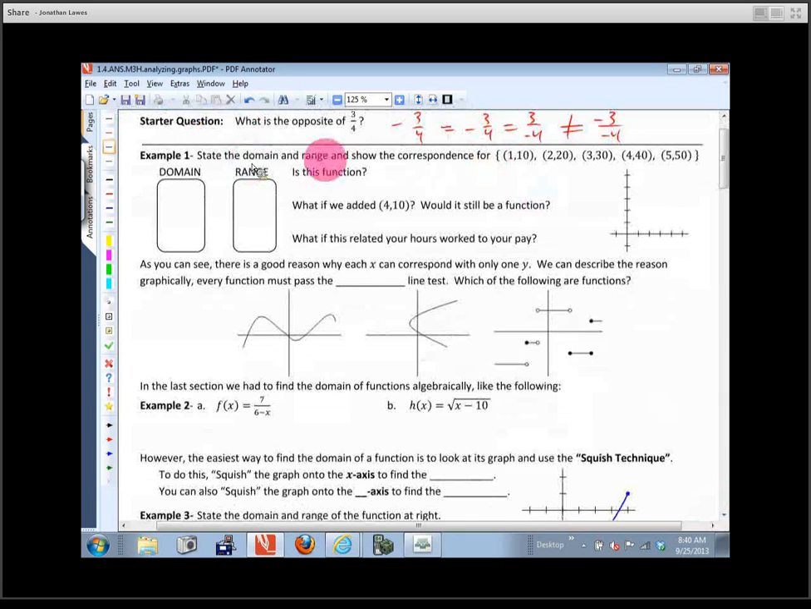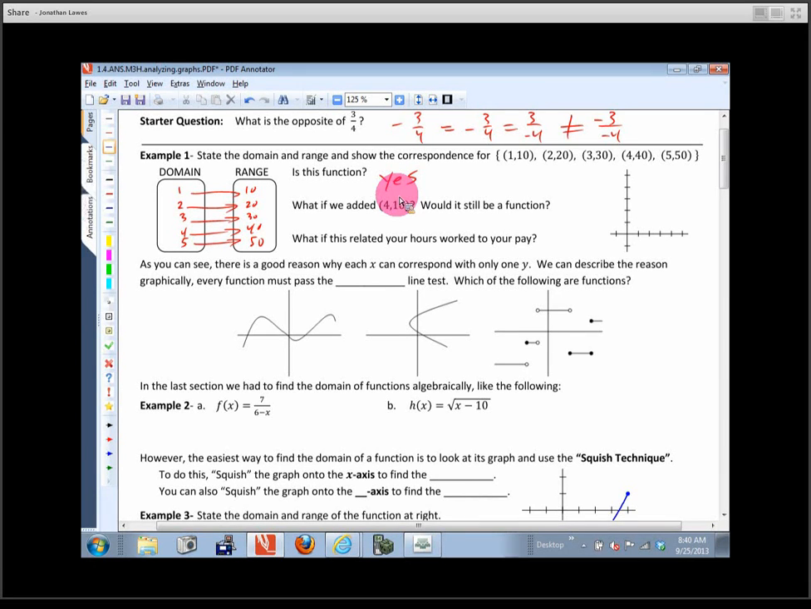State the domain and range shown for this correspondence right here. So again, the domain are the set of x's. So I'm going to write down a 1, a 2, a 3, a 4, and a 5. That's the domain. And then I'm going to write down the range, 10, 20, 30, 40, 50. And then I'm going to map this to show the correspondence. Remember, we did some of this the other day. And the question here is, is this a function? And the answer is yes. Why is this a function?